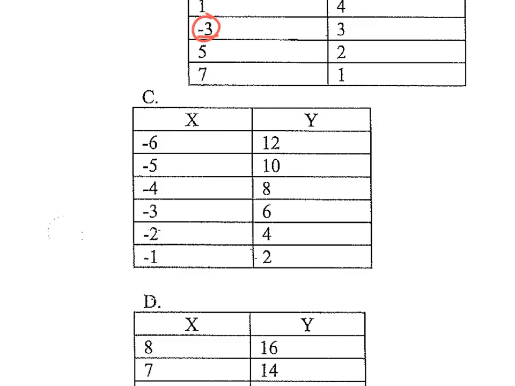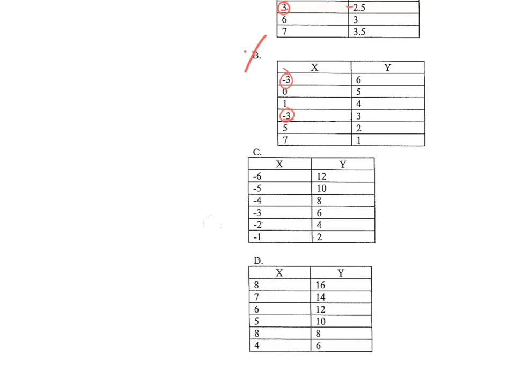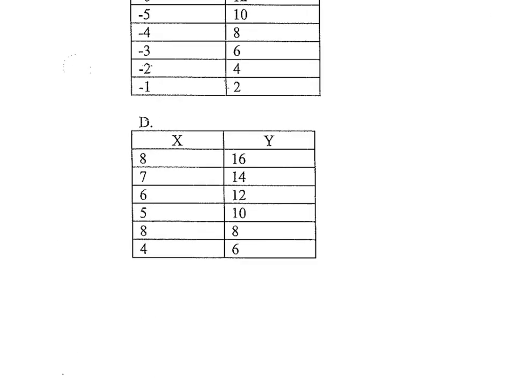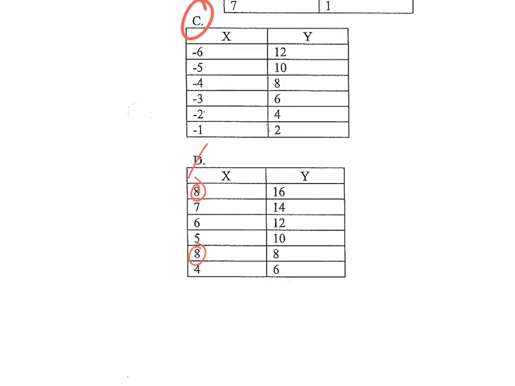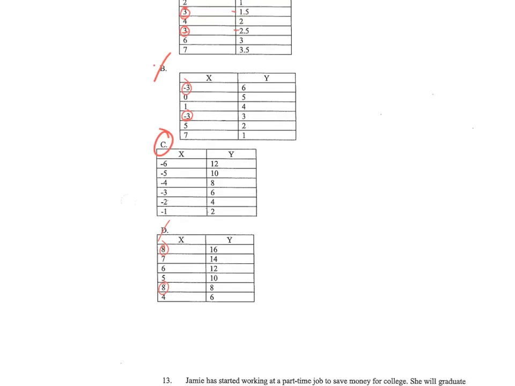C: 6, 5, 4, 3, 2, 1, all negatives. That one actually is probably going to be it, but let's just double check D just in case. We got 8, 7, 6, 5, and 8 again. So D is also out. Our answer is definitely going to be C.